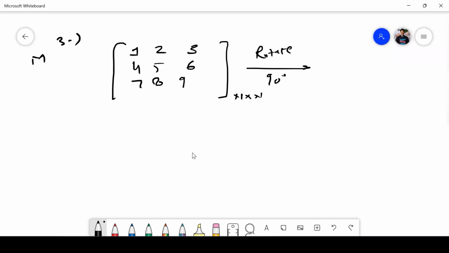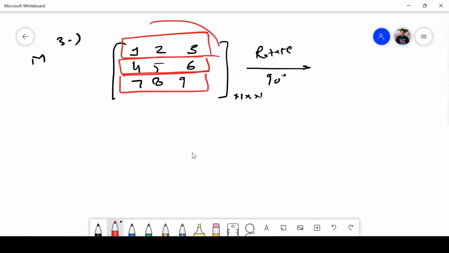Sorry. When I say rotate this, then what will happen is ये जो rows आप देख रहे हैं ये columns में convert हो जाएंगी. ठीक है, अपने को ऐसे flip करना है. ठीक है, तो this 1, 2, 3 will come at last. 4, 5, 6 will come here, and 7, 8, 9 will come here.